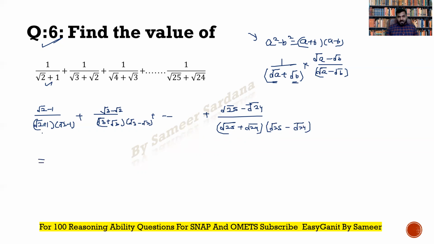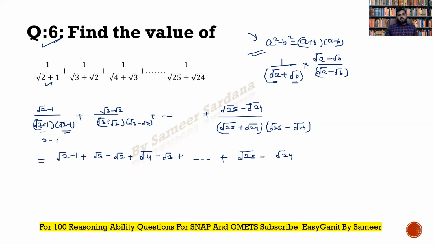Now you see that if I apply this identity in the denominator, a square minus b square will make it 1. Right. So finally, I'll be left with root 2 minus 1. Now in the denominator, you see that root 2 square is 2 and minus 1 square is 1. 2 minus 1 is 1, right? Plus, next is root 3 minus root 2. Similarly, next I'll be getting root 4 minus root 3, and so on. Finally, the last term would be root 25 minus root 24.